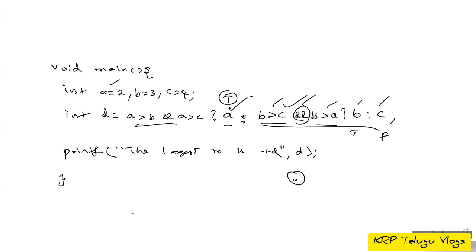Yes, sir. So how will you find out the second largest number here using ternary? You can write the same sequence of function. Whatever you have written in if else, the same thing you can put there. So void main, int a equal to 2, b equal to 3, c equal to 4.